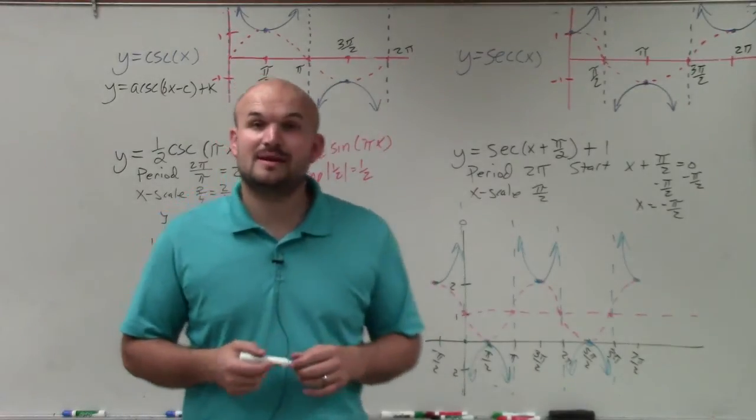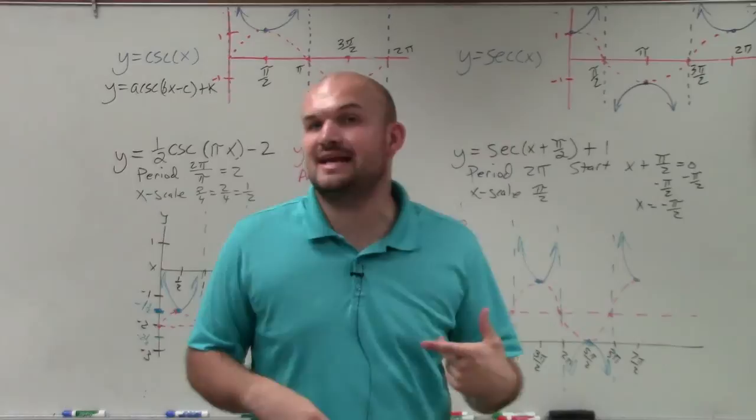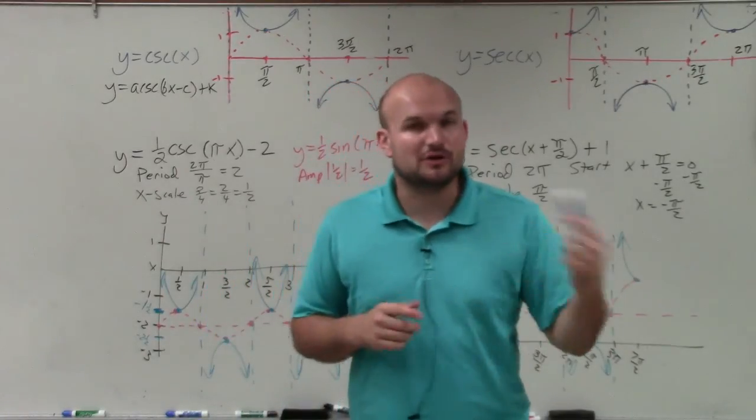So there you go, ladies and gentlemen. That is how you graph the secant and the cosecant function when you have a vertical translation.